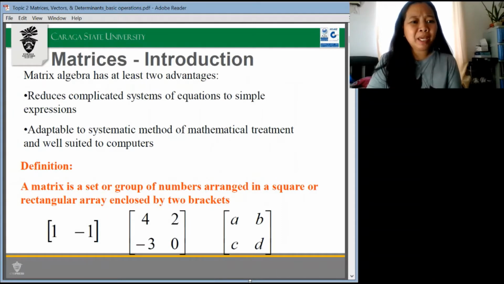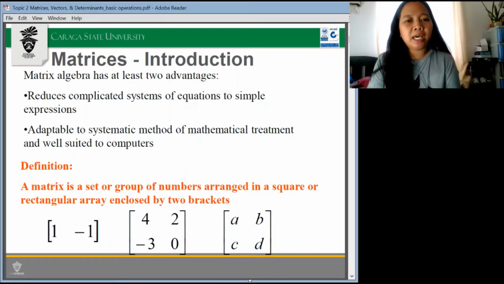By the way, I will explain this topic as simply as possible so that you will understand matrices and determinants and other subtopics under this discussion more easily. So let's start. Okay.